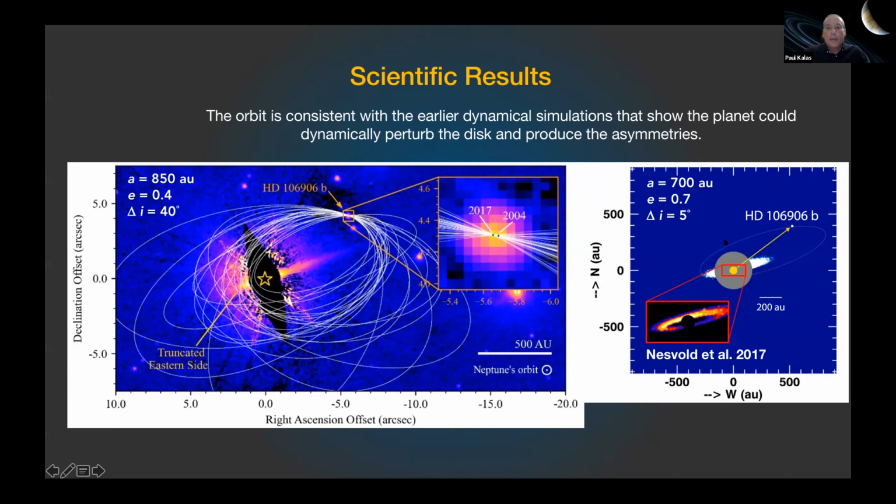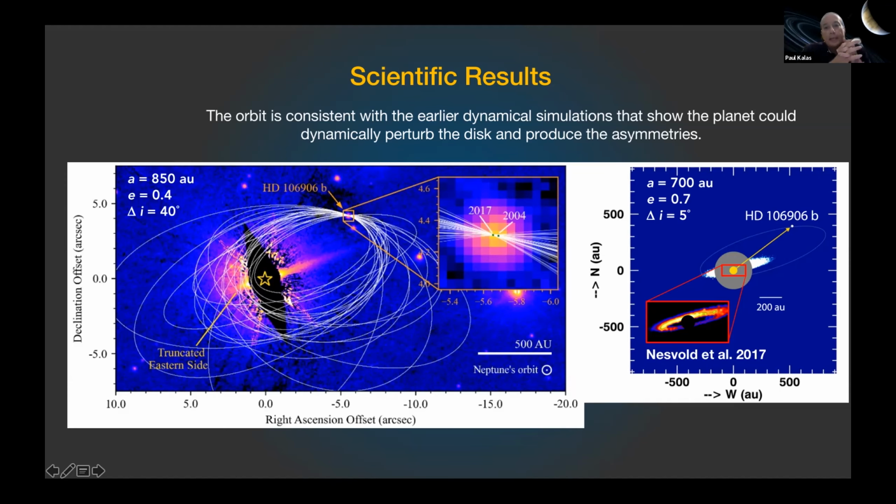And this is a comparison to one of the prior theoretical models, in which they inserted 700 AU for semi-major axis, 0.7 for eccentricity, and a mutual inclination of 5. So now we have an estimate of the true orbital elements, and what remains to be done in the future is to actually rerun these models. This hasn't been done yet.